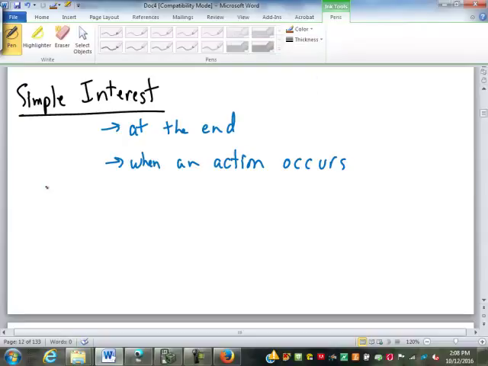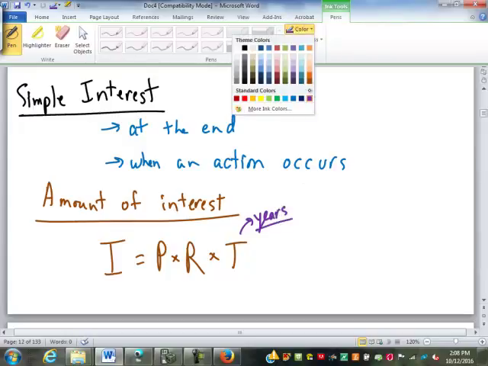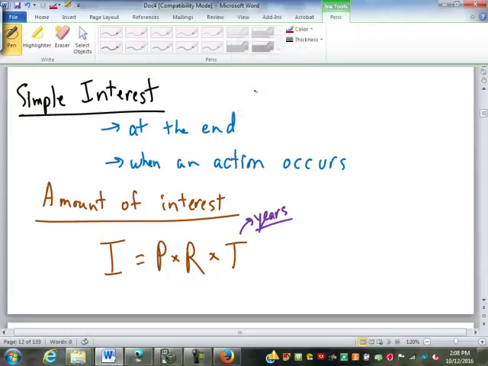The amount of interest over a period of time is I, is that amount, and it's equal to the amount of the principal, which is P, times the rate, which is our percent as a decimal, times our time. And our time, of course, is in years. That gives us the amount of interest earned.